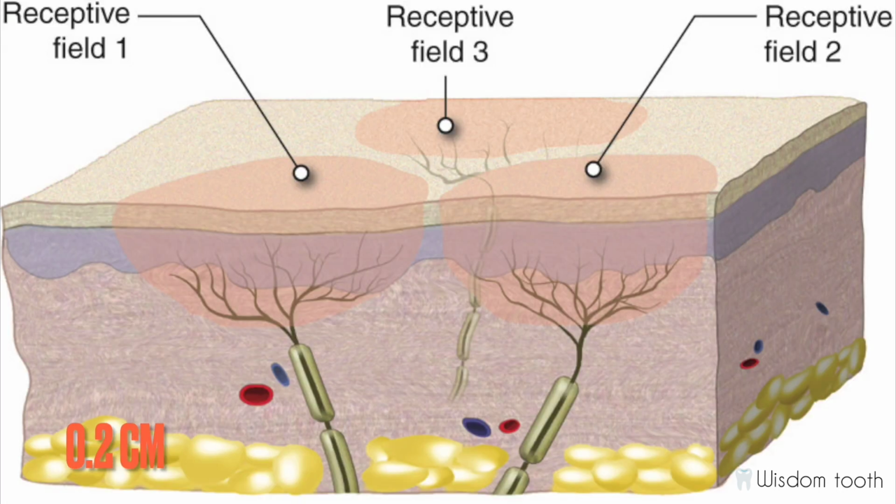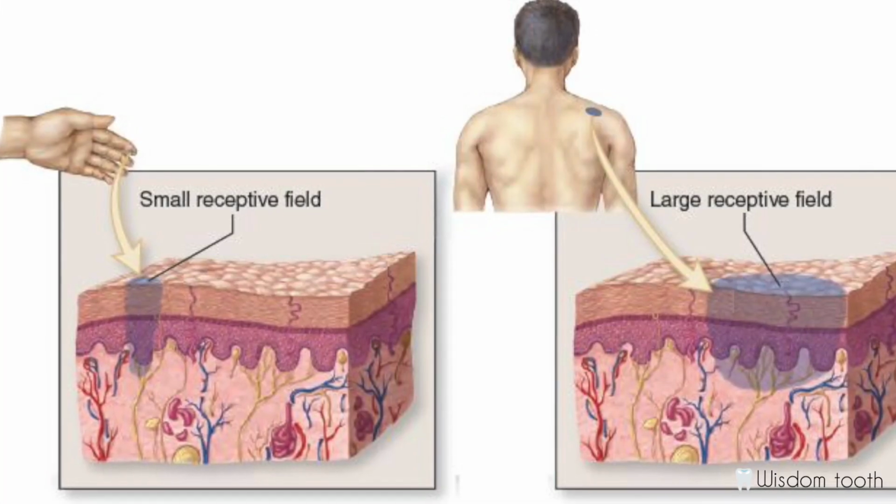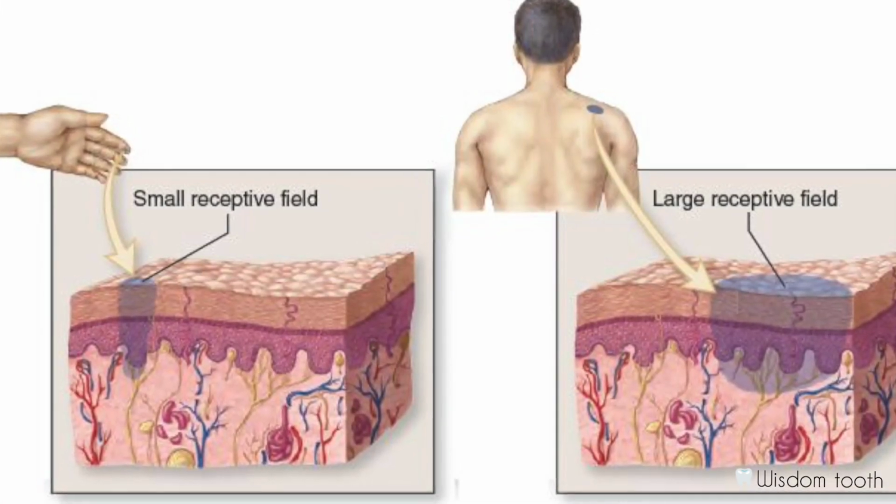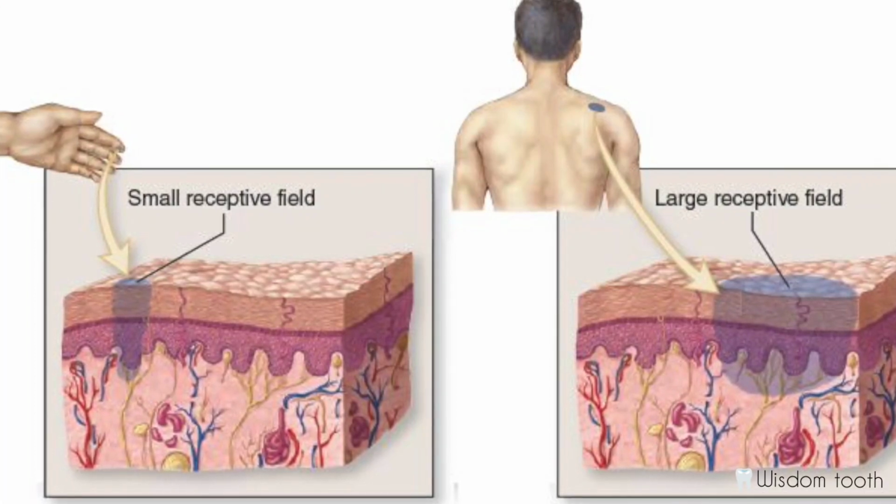If the distance is very small, each caliper point is touching the receptive field of only one sensory neuron. Thus, it would be felt as only one stimulus. Now, we can understand that the receptive field of the various receptors varies at different sites of our body.